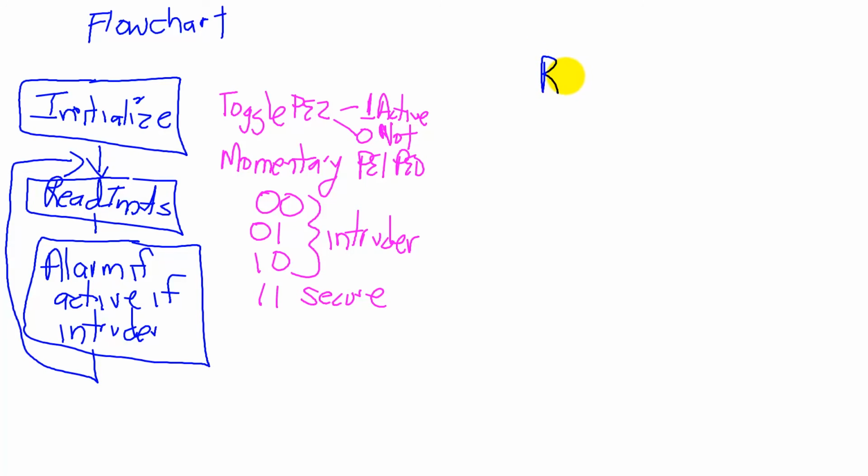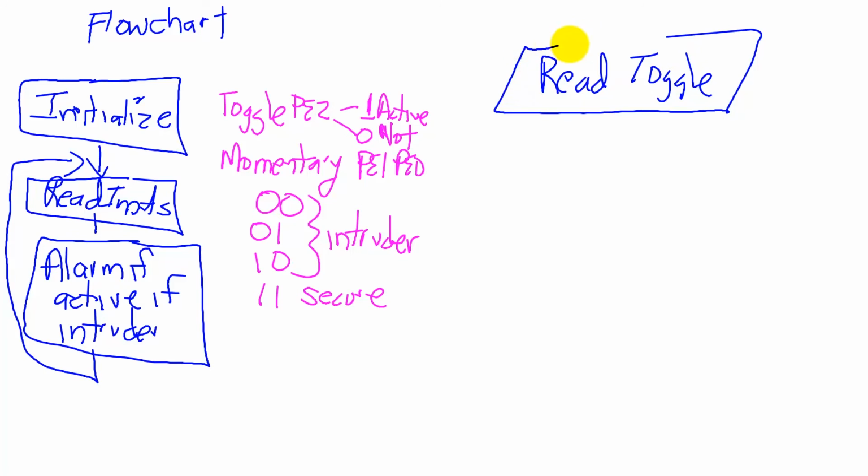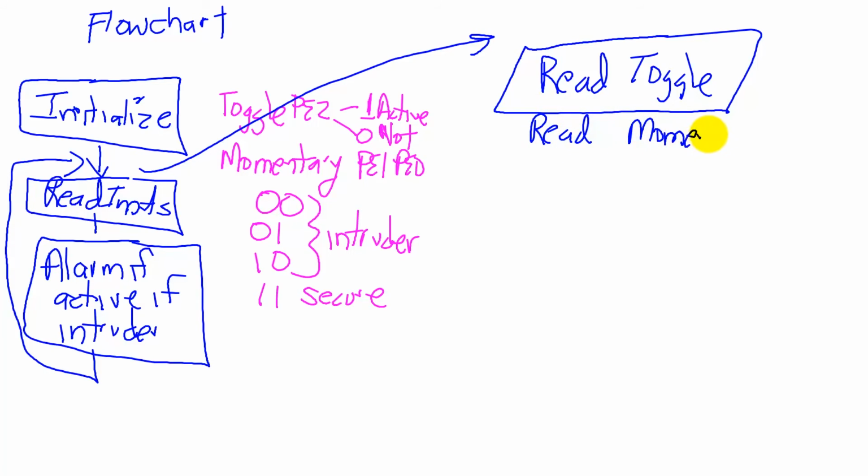Our first step in the loop is to read the arm or toggle switch. So John, what you're doing right now is refining this big picture by getting into the details of it. Yeah, so we're taking this part here and making it more detailed. And then we're going to read the momentary switch. There's two of them.